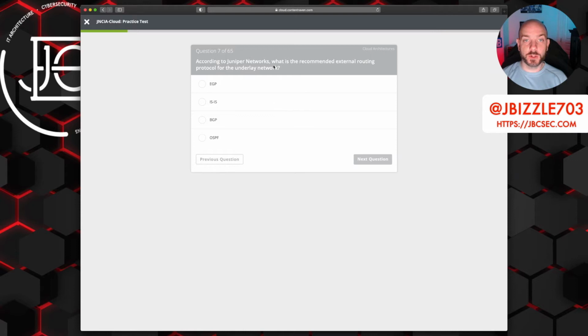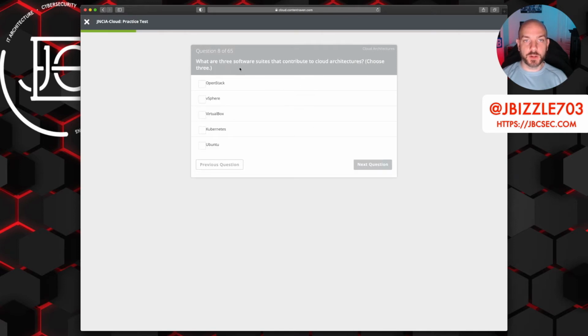According to Juniper Networks, what is the recommended external routing protocol for the underlay network? Well, if we're talking external routing protocols, EGP is not a routing protocol. ISIS is an internal gateway protocol. So is OSPF. Well, let's go BGP. And BGP is normally what we use for external routing protocols in general. So there we go.